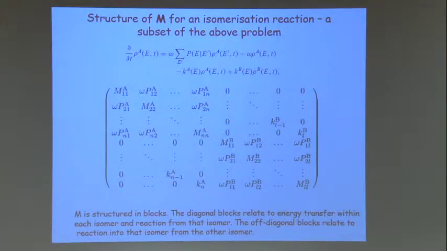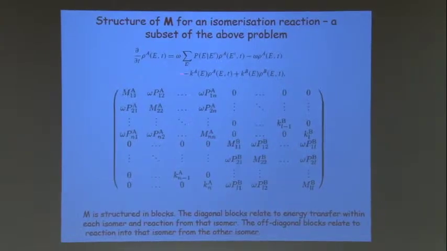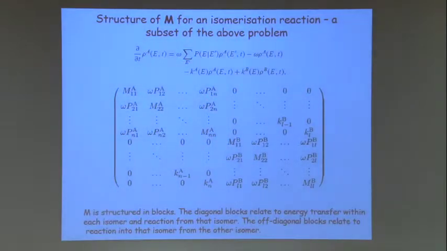Just let's think for a moment. I'll go through this very quickly, but this is an isomerization reaction, and we'll look at an isomerization reaction later on. So this is A going to B. And so what we can have is this block of the matrix tells us about the energy transfer processes within well A and the rate constants for loss of A to B. This tells us the same thing about B.